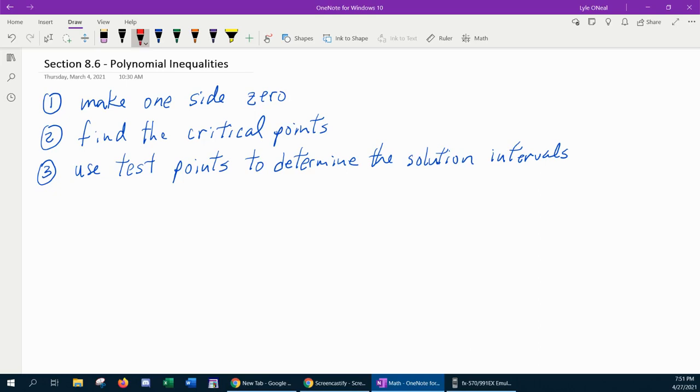So to solve the polynomial equation, depending on whether it's quadratic or cubic or whatever, you're going to use an appropriate technique to find the solutions and give your critical points. Then you'll take your critical points, put them on a number line, determine whether those points have open circles or solid dots, and then you'll come up with test points. And the test points are used to determine the solution intervals. That's going to give you the interval notation for the solution set of the polynomial inequality. So now we need to jump into the examples.